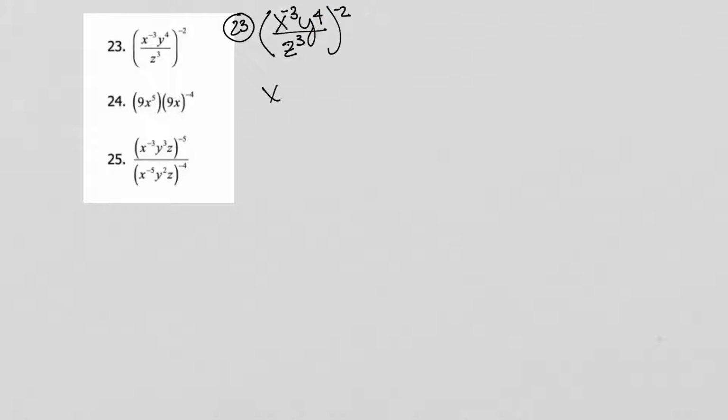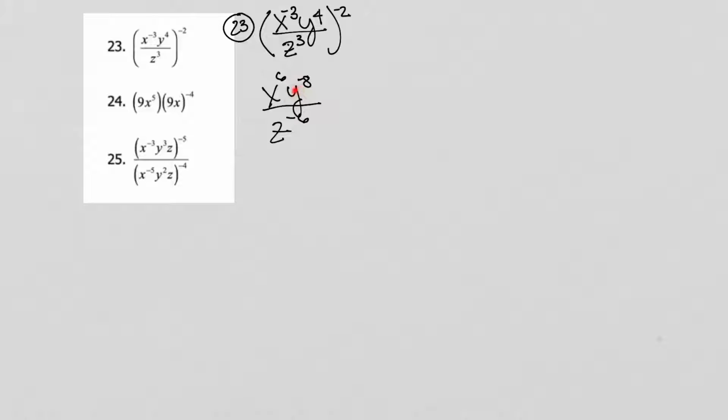That will give us x to the, now what do we get? Negative 3 times negative 2. That's going to be 6. Y to the 4 times negative 2 is negative 8, over z to the 3 times negative 2, which is negative 6. And now I want to write this so that only positive exponents appear.